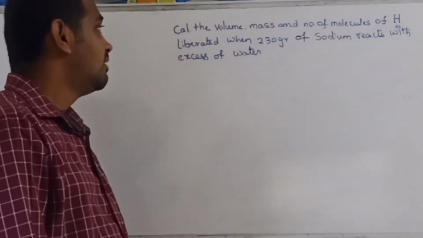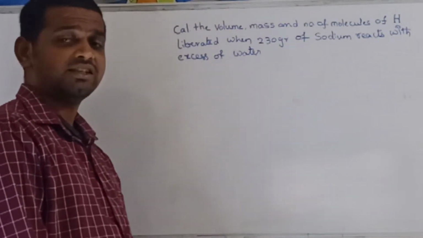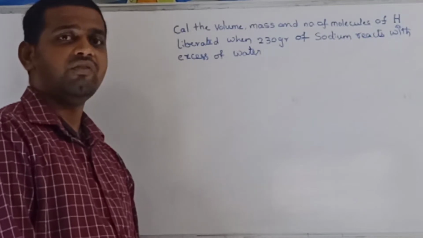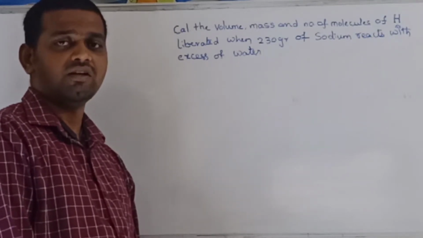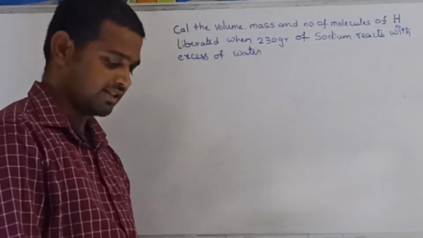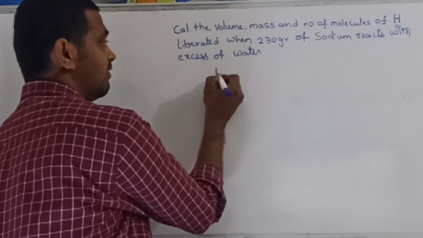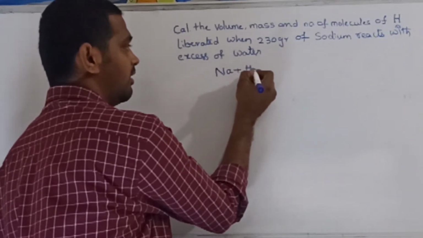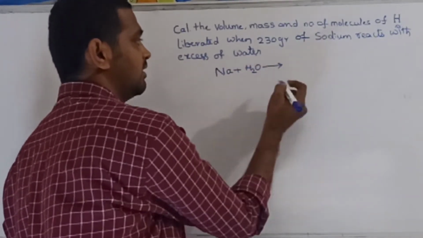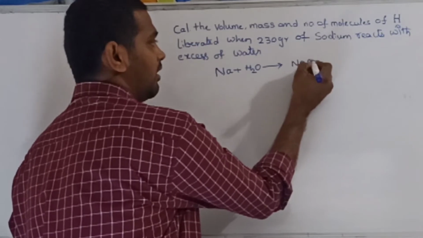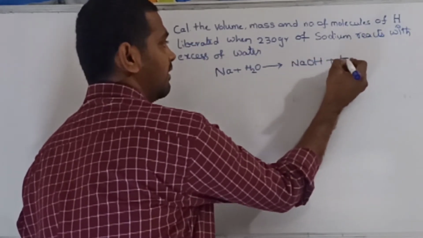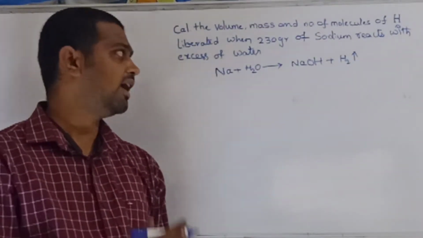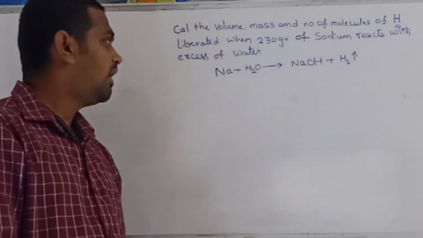Here the sodium is reacting with excess of water. Sodium is a highly reactive metal. When it is reacted with water, it will produce hydrogen gas. So the equation is sodium plus water. It will produce sodium hydroxide and hydrogen gas. Since hydrogen is a gas, I represented it with the upward arrow.